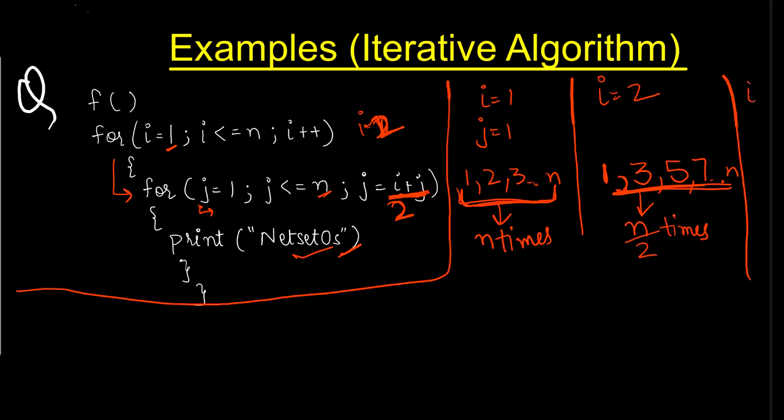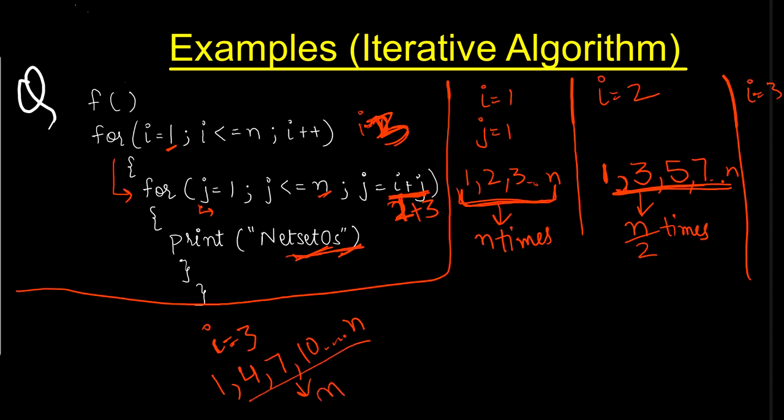Now when i is equal to 3, let's write over here. When i is equal to 3, we will get this Netset OS for the one time. Then for j, 1 plus 3, as i is 3 right now. So 1 plus 3 will be 4. Then 4 plus 3, 7. 7 plus 3, 10, up till n. So I can say based on these numbers, Netset OS will be printed for n by 3 times.